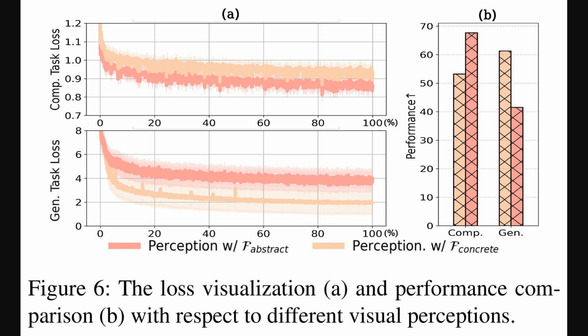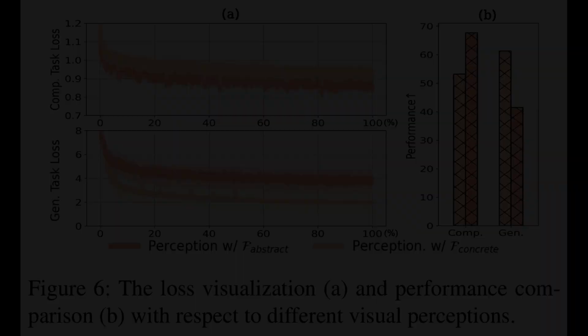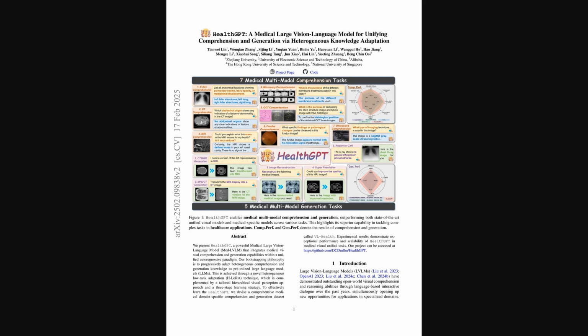And then, Part B really confirms this with the performance bars. Abstract features, the red bar, perform better for comprehension, while concrete features, the orange bar, do better for generation. So, this supports their strategy of using different levels of visual detail, depending on whether the model needs to understand or create an image. Okay, so seeing how HealthGPT uses those different features really brings it all together, doesn't it?